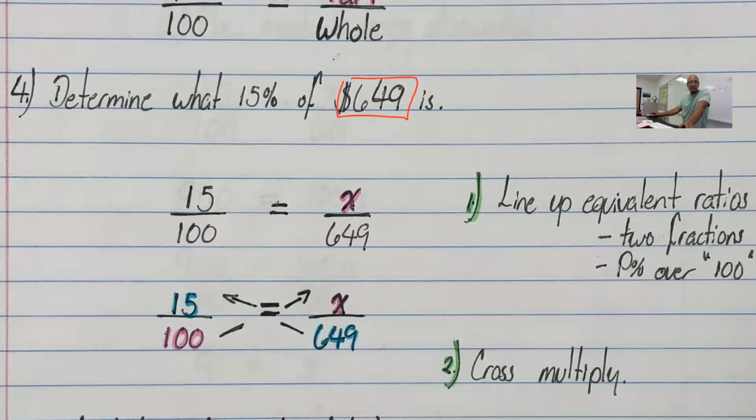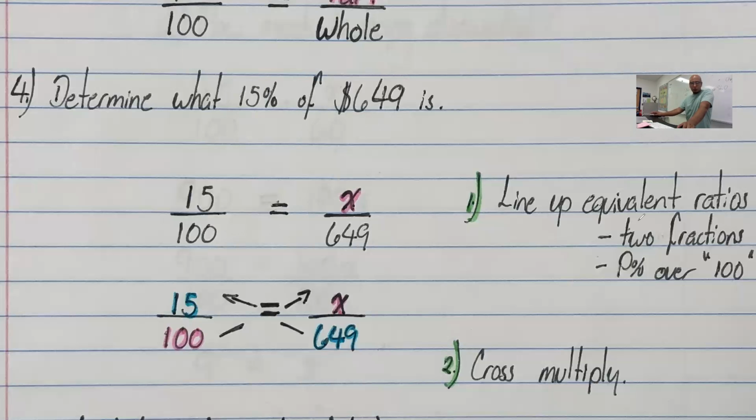So it costs $649, but it's actually being sold on sale for 15% off. So we want to know, well, how much money are we saving? Well, we're saving 15%, but how much money is that? Is that $15 less? No, it's not. We need to find what part of 649 is equivalent to 15 out of 100. That's what it means to have 15% off.